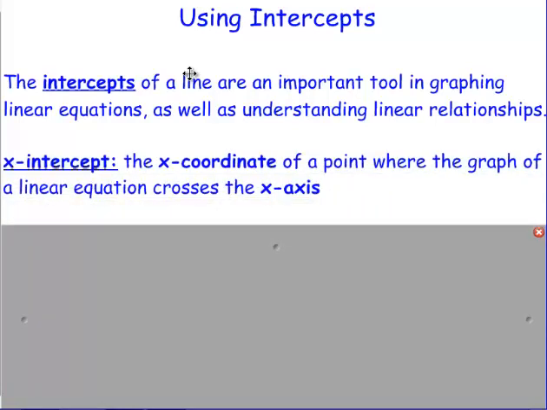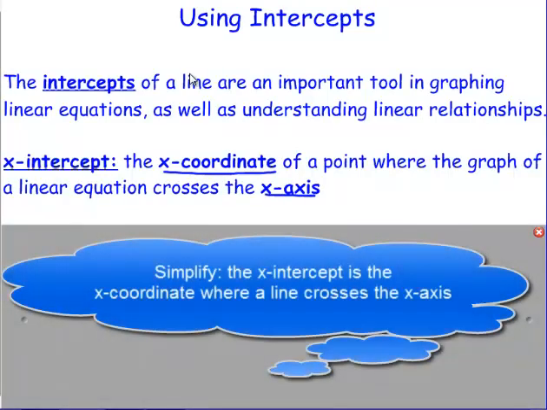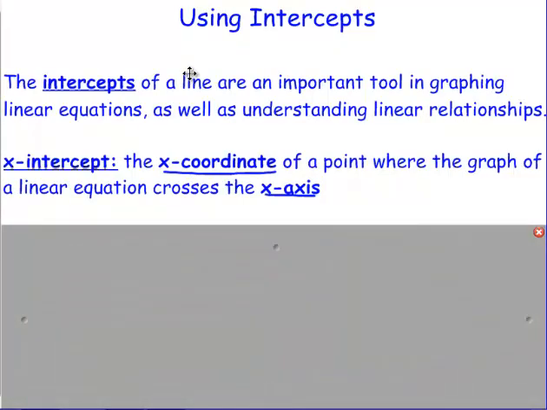The x-intercept, by definition, is the x-coordinate, and I might underline this in my notes, the x-coordinate of a point where the graph of a linear equation crosses the x-axis. If I'm going to try to simplify that, wherever that line crosses the x-axis, whatever that x value is at that ordered pair, that's your x-intercept. It will help when we get to the next slide of notes and we look at this and see it visually, but it's the x-coordinate where it crosses the x-axis.